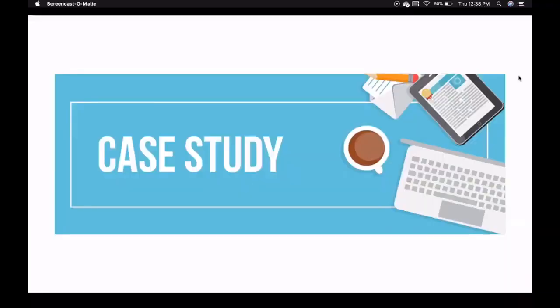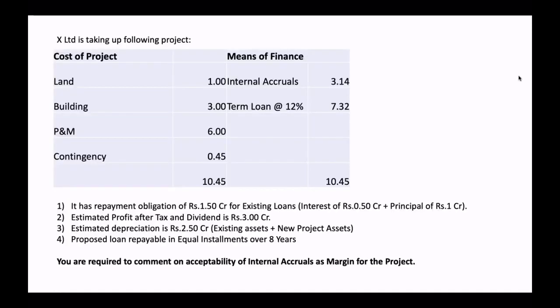This case is related to internal accruals as margin for a term loan project. Have a look at this. X Limited is taking up the following project. So they are investing on land. Let's say the figures are in crores. Land 1 crore, building 3 crores, plant and machinery 6 crore. Contingency is 0.45 crore. So the total cost is 10.45. They have requested a term loan of 7.32 crore.